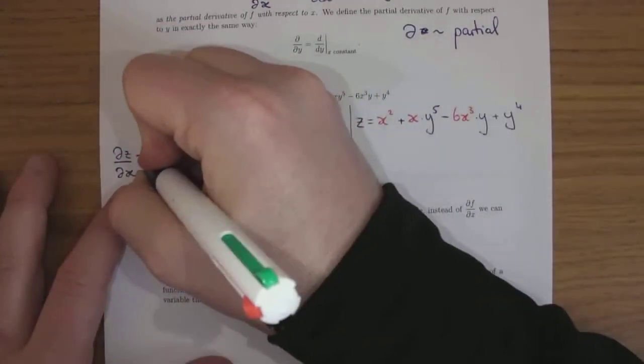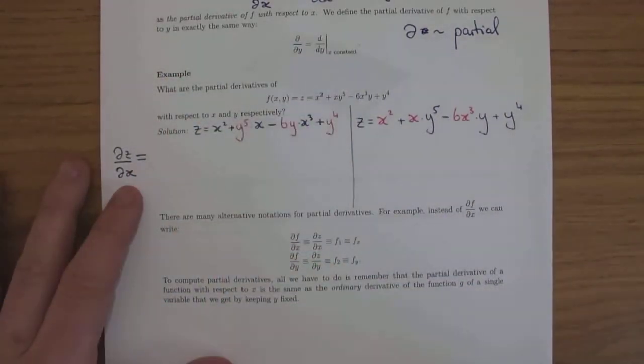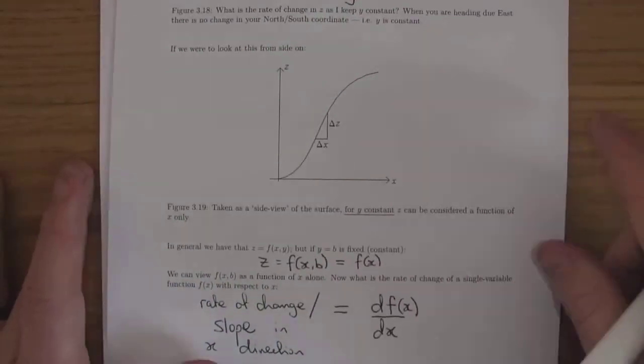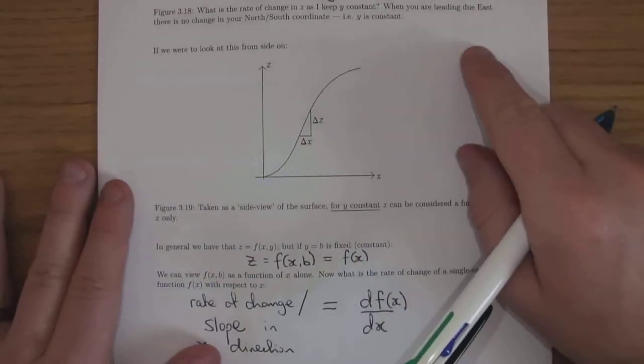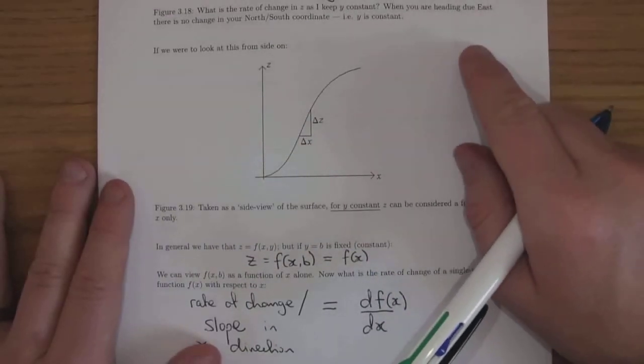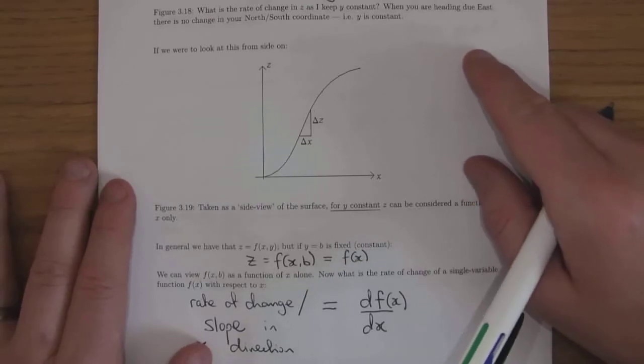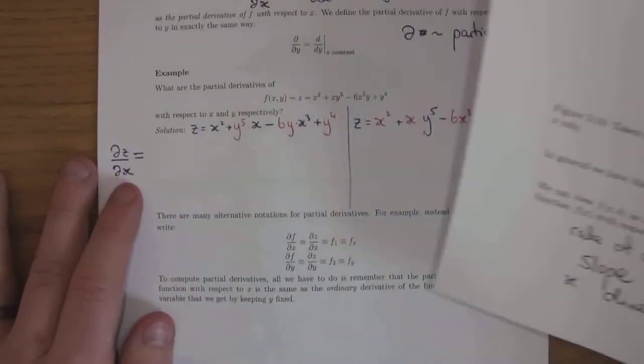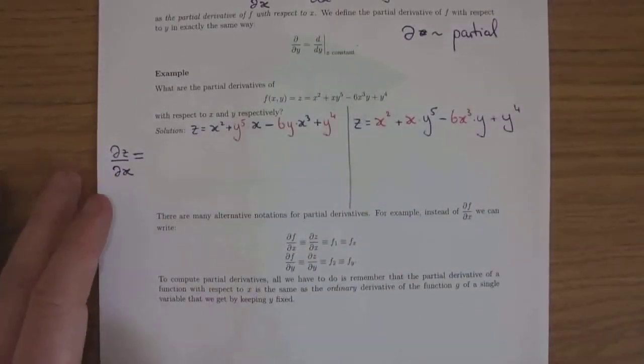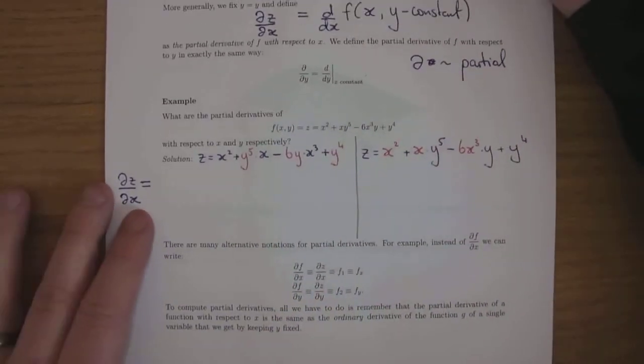Now, let's differentiate. With respect to x, I have to be more specific. I can't just say differentiate this. It doesn't make sense. So, like if you're standing on a mountain, you say, what's the slope? It depends on what direction you're pointing. Same here. You can't just say differentiate. You have to say in what direction. Here I'm saying in the x direction.